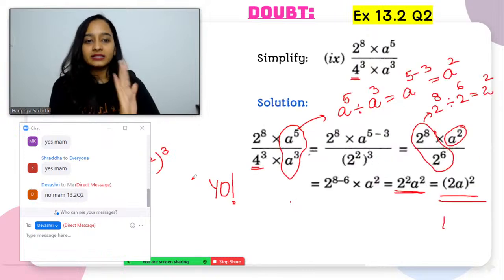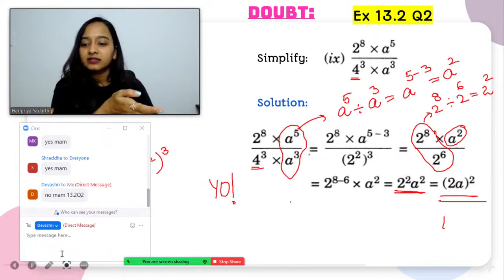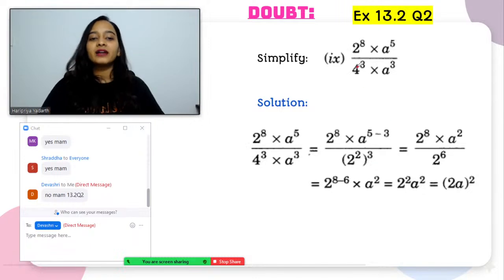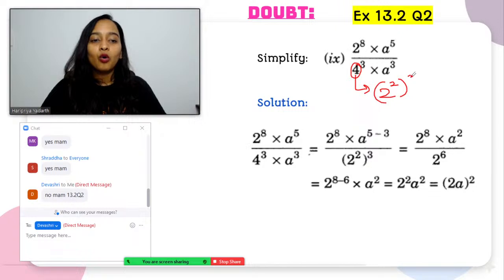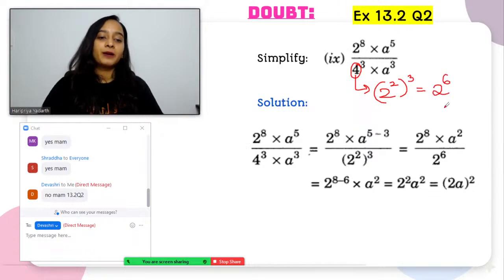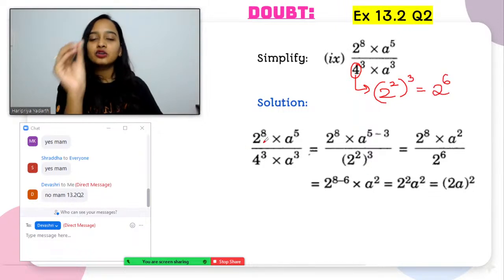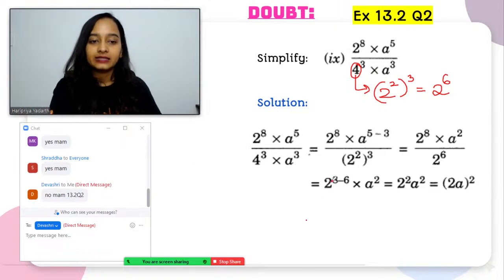3.2 question number 2. Achha, this one, it's on the same grounds, Devashri. Same thing like we have done. We just manipulated 4 and we have written it as 2 square whole cube. And it became 2 to the power 6. Rest everything we use the same laws of exponents. Okay? So we divided these two here and wrote this. Next we divided these two and we wrote this.